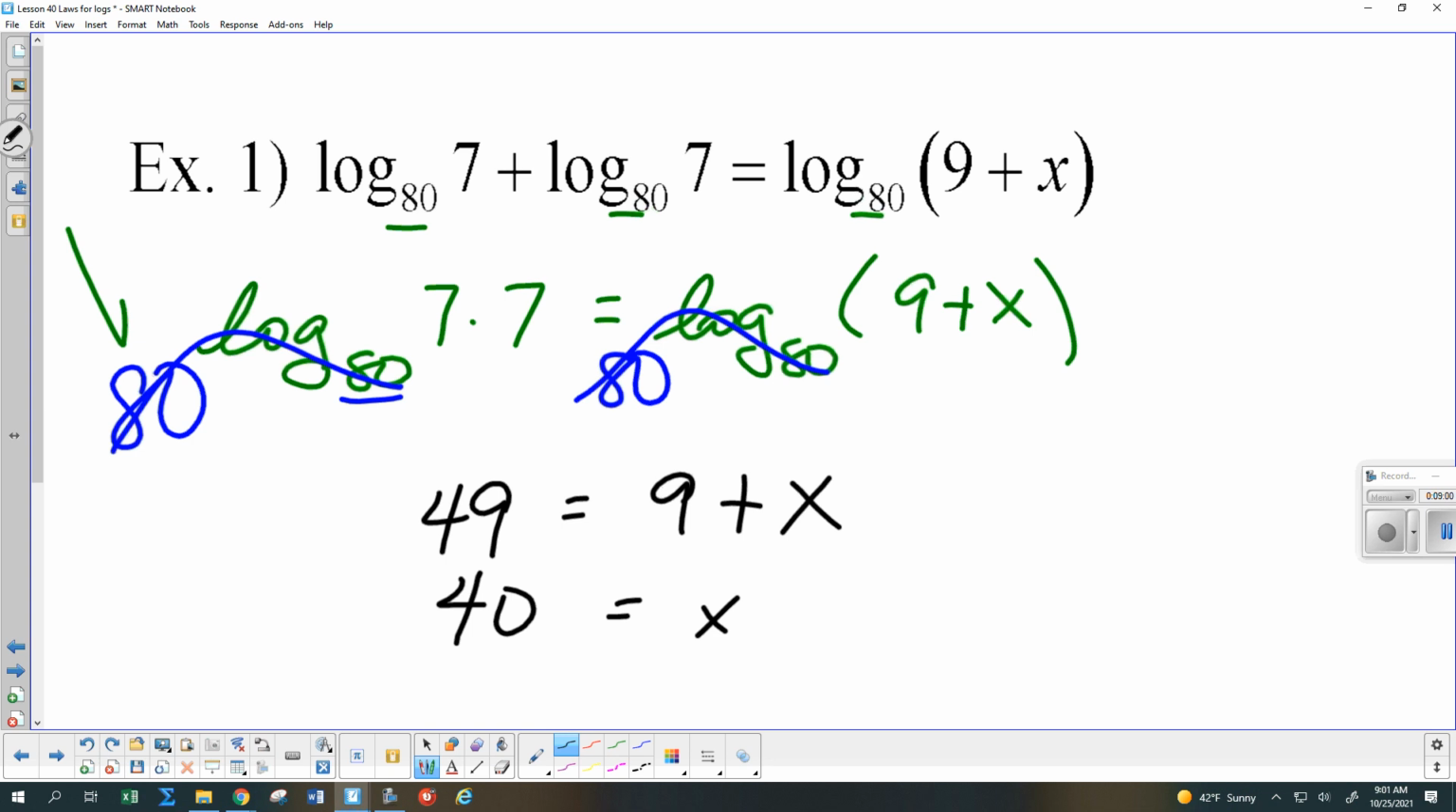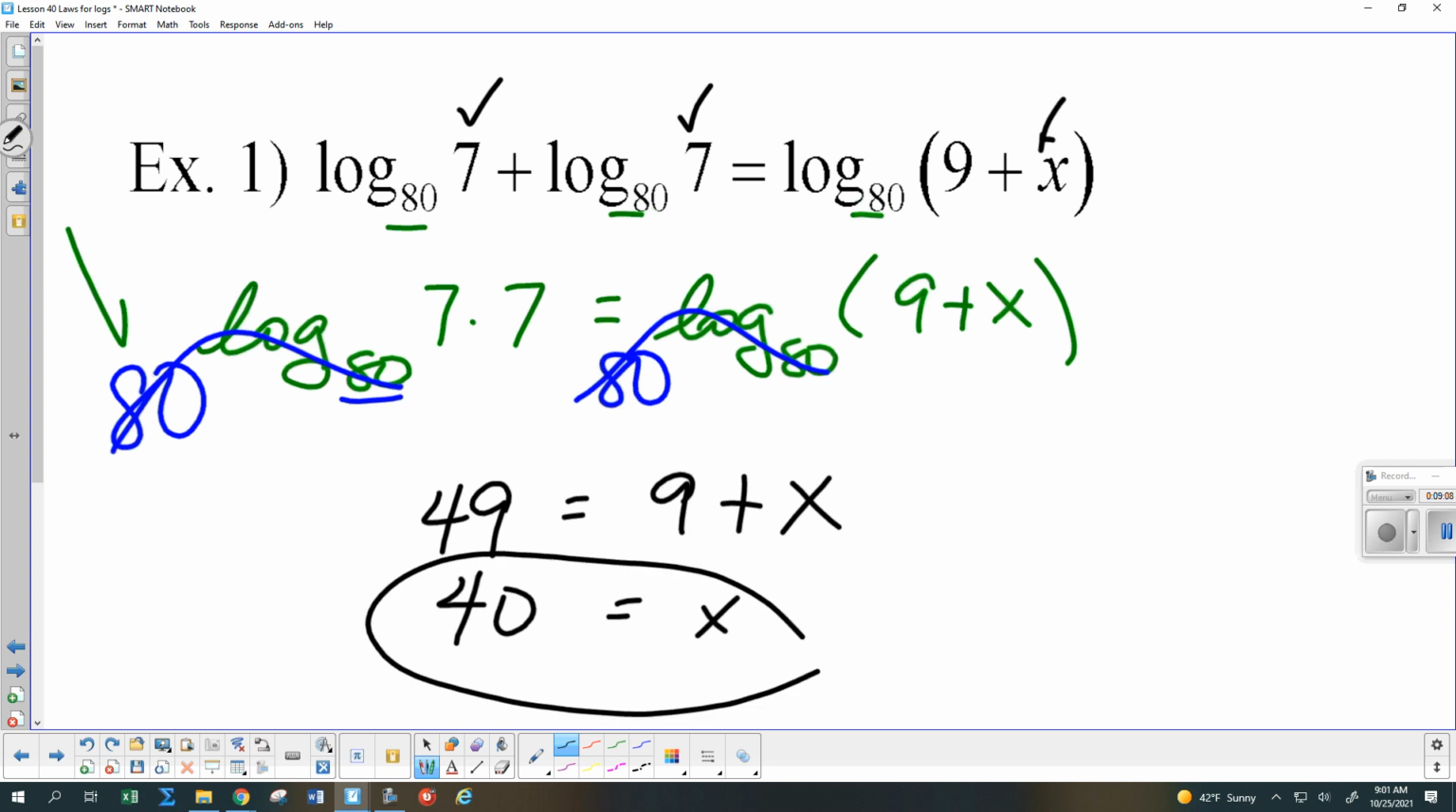And then we check up here. This argument's positive, this one's positive. 9 plus 40, is that positive? So we're good, we keep that as an answer. Mentally, yes, you don't necessarily have to write it down. But you're going to lose points if you don't do it, because some of them are not going to work.